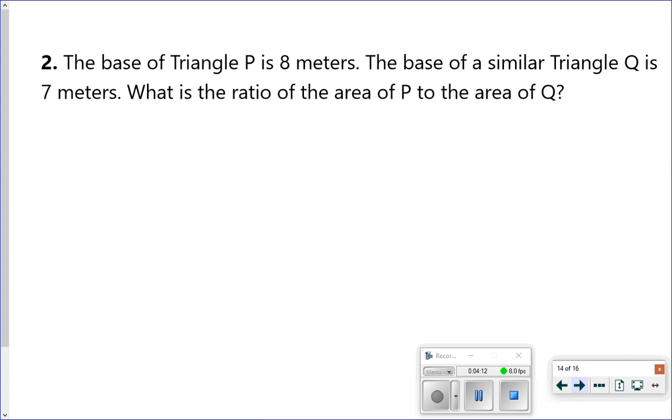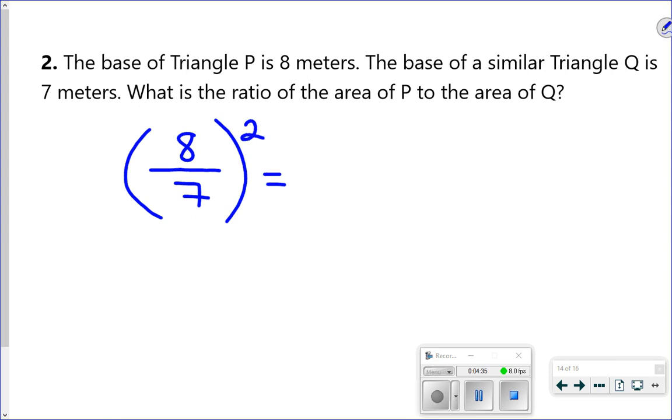All right, let's see if it is correct. So we're doing P first and then Q. That's what they ask us to do. So 8 is going to go on the top, and then 7 is going to go on the bottom. And then it is area, so I need to make sure that I am squaring it.